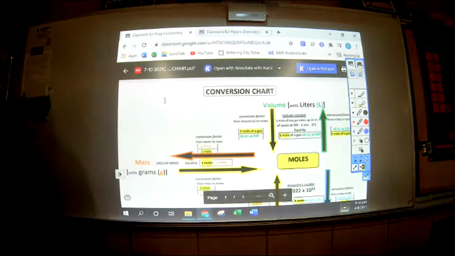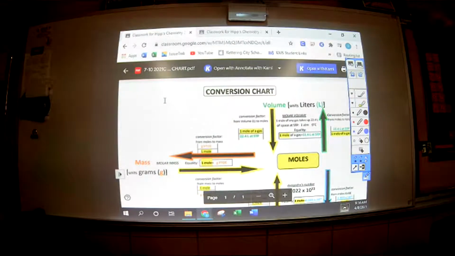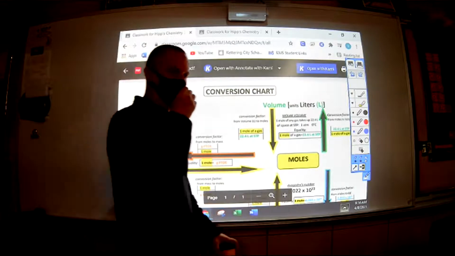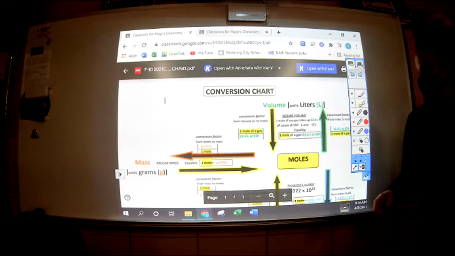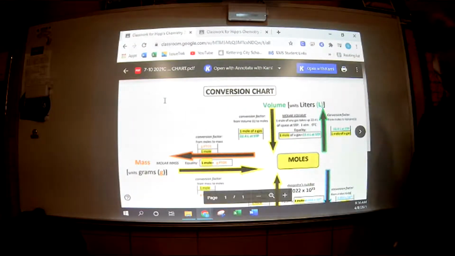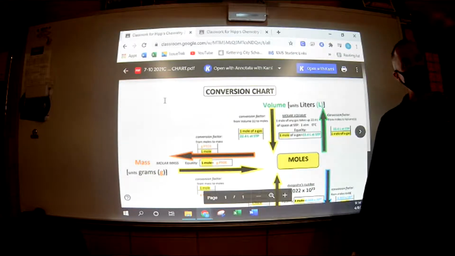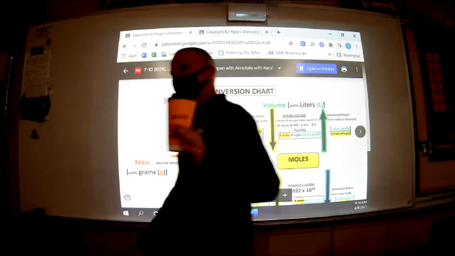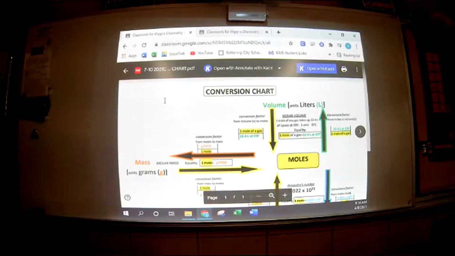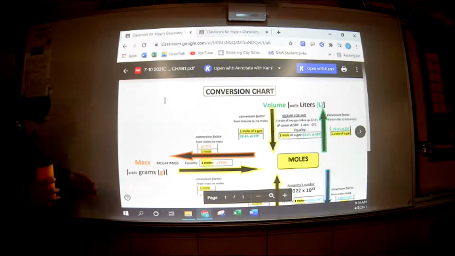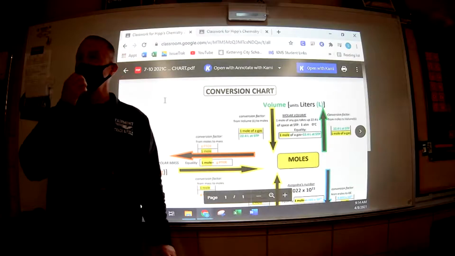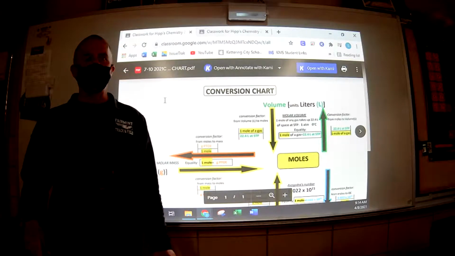Let me give an example problem for you to look at. Folks, here's why we have this chart. Moles will not be a part of every single problem that we do. With this chart, we have opened up a whole bunch of different problems. For instance, I could give you a volume of a gas and tell you it's at STP.